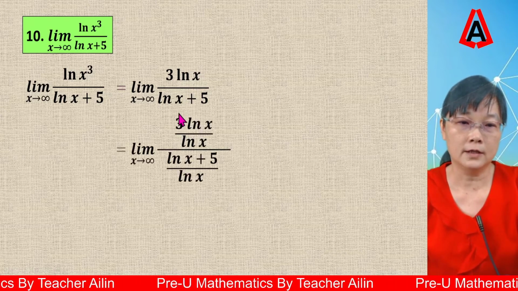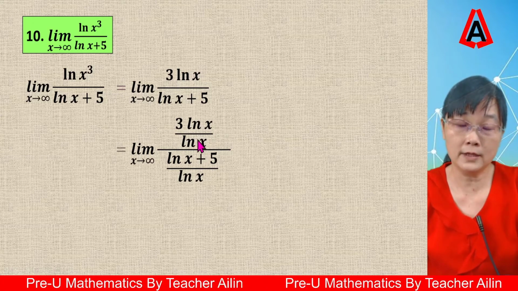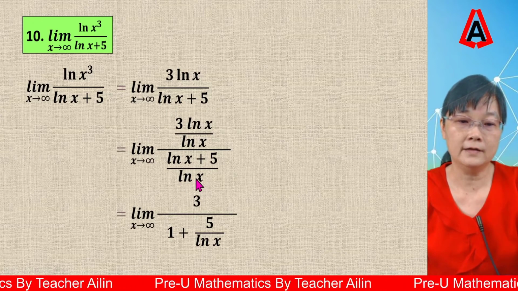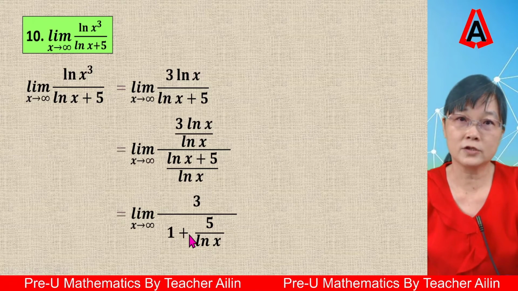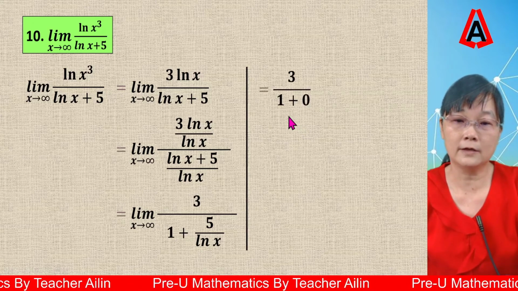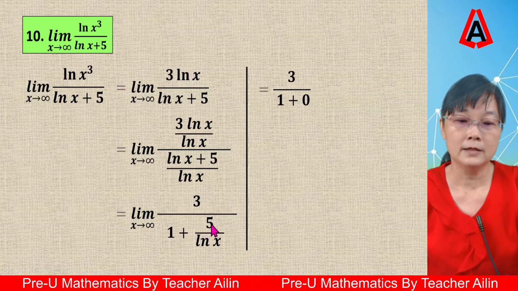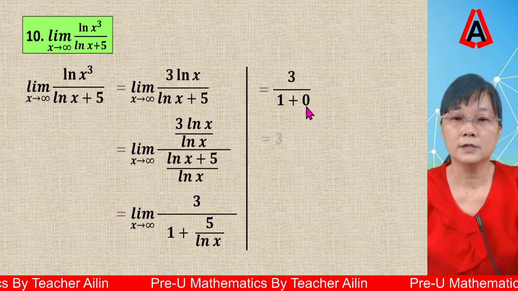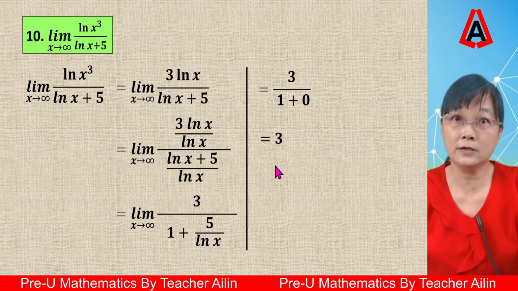So the numerator, 3 ln x divided by ln x, is equal to 3. Then ln x plus 5 divided by ln x is equal to the expression below here. Then after that, I substitute the value of x with infinity for the second time. Now 5 over infinity is equal to 0. So now I get the answer for the limit of this function is equal to 3.